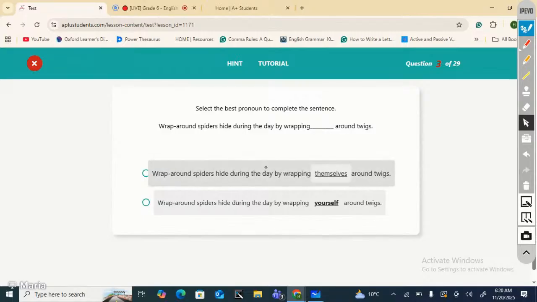Wraparound spiders is the subject. It's a plural subject. So wraparound spiders hide during the day by wrapping themselves. Good. So themselves, because it is used for more than one thing or person. So the spiders are more than one, so we'll use themselves.